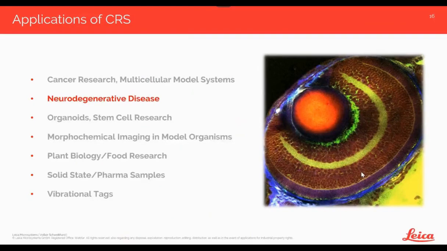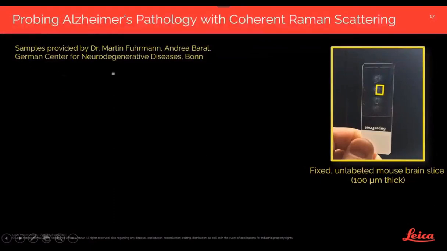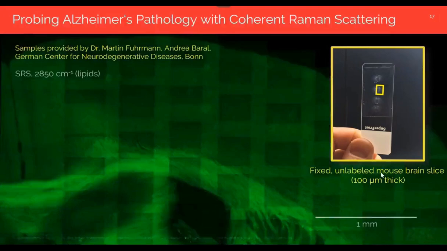Now with that, I want to shift to the next topic. So the next topic will deal with applications of vibrational imaging in neurodegenerative disease. So here we collaborated with the German Center for Neurodegenerative Diseases, and they supplied us unlabeled mouse brain slices as shown in the right here. So this is a real visible image of those samples. Those are about 100 microns thick slices that have not undergone any labeling procedures.